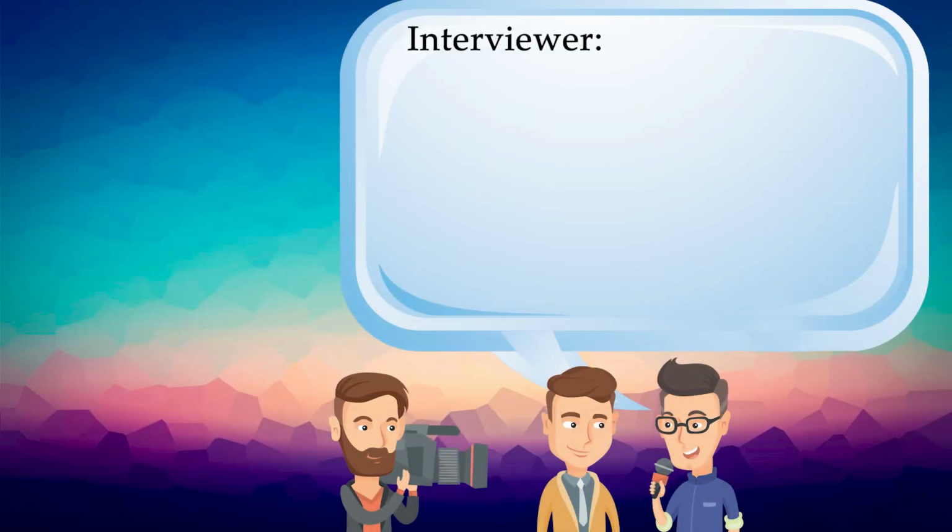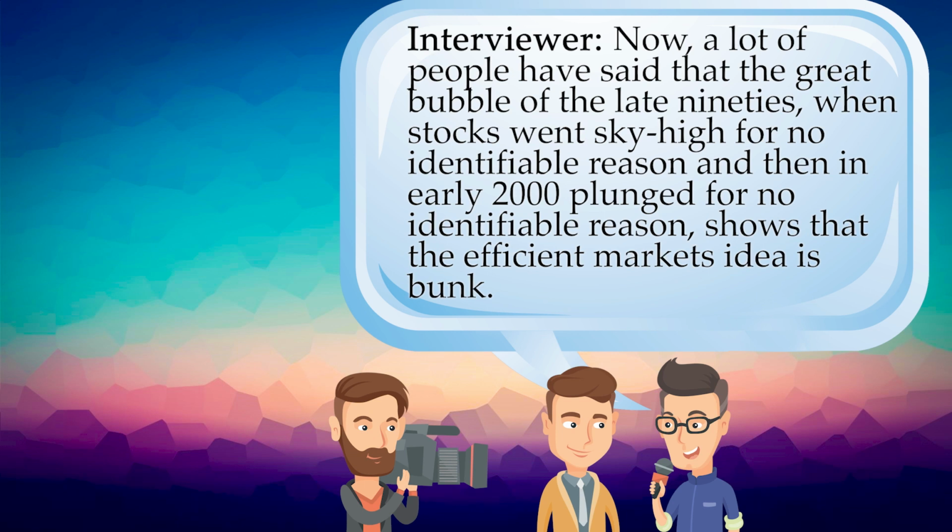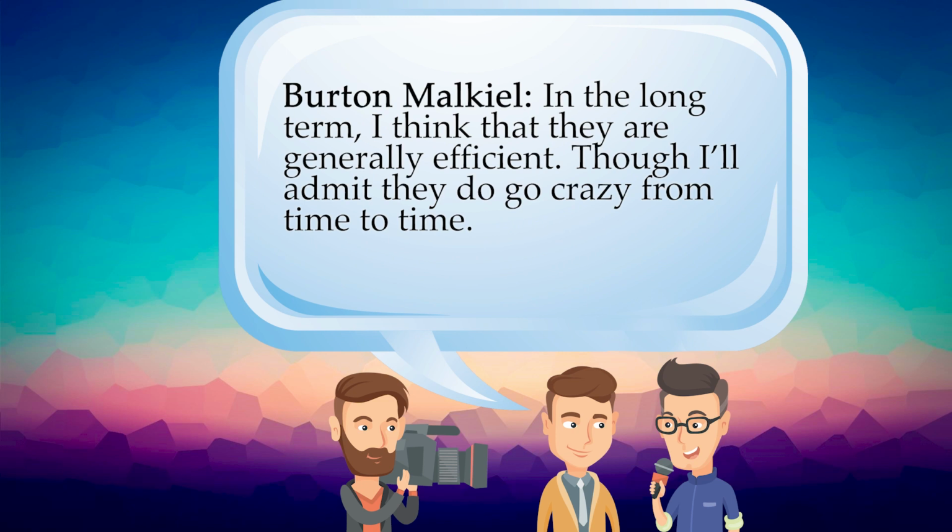So the interviewer said to him this: "Now, a lot of people have said that the great bubble of the late 90s, when stocks went sky high for no identifiable reason, and then in early 2000 plunged for no identifiable reason, shows that the efficient markets idea is bunk." To which he replied, "In the long term, I think that they are generally efficient, though I'll admit they do go crazy from time to time." So in other words, he doesn't actually believe that the stock market is perfectly efficient always.